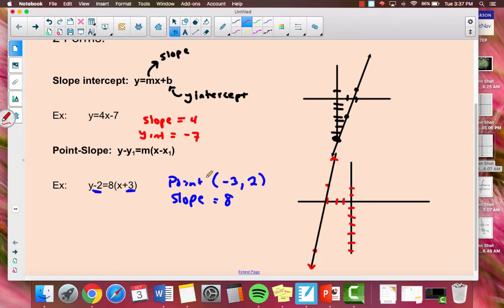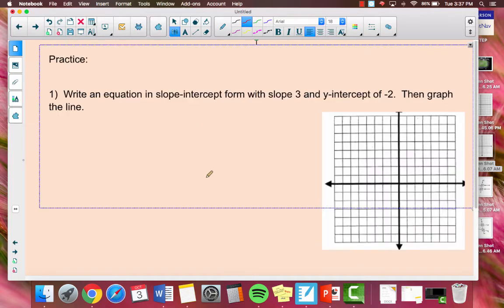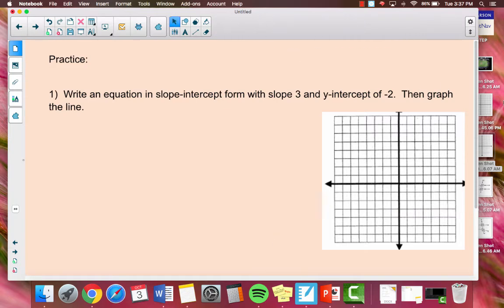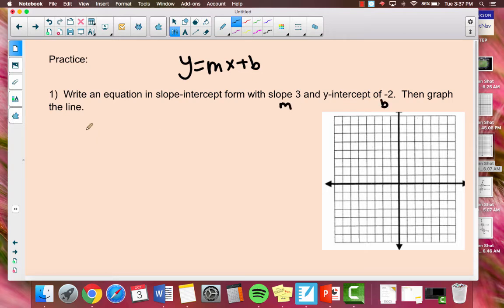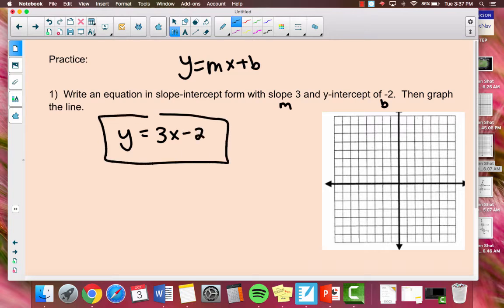Okay, so now we're just going to practice using these, writing some equations, and then we'll do a story problem, and then we'll be done. So here's the first one. It says you're going to write an equation in slope-intercept form. So just as a reminder, slope-intercept form looks like this. That has a slope of 3 and a y-intercept of -2, and then you're going to graph it. So all I have to do is plug these in. So slope was the m, okay, and the y-intercept is the b. So all I have to do is plug in. So I'd have y equals, m was 3, and then x, and then b was -2. So there's my equation. And then I just have to graph it.